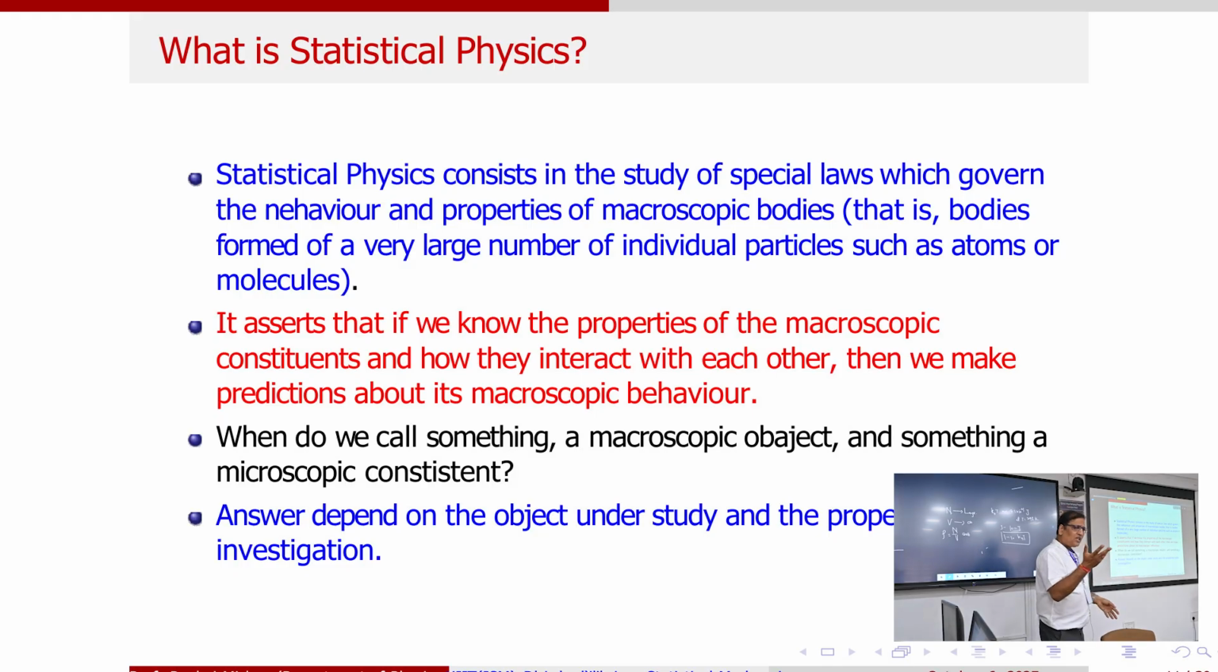Water itself is macroscopic, and the water molecules are microscopic. But to talk about polymeric molecules, the polymer itself is macroscopic, and its atoms and molecules, the monomers, become microscopic. So which constituent is called macroscopic and which is called microscopic depends upon the context.